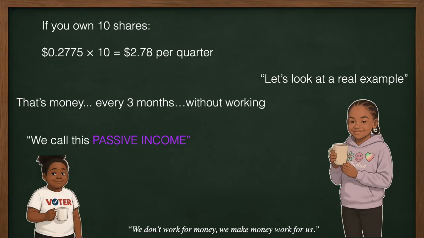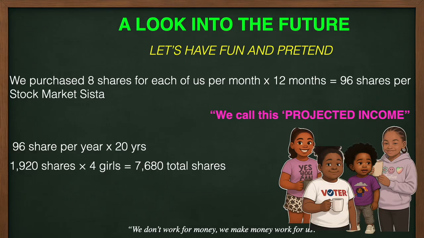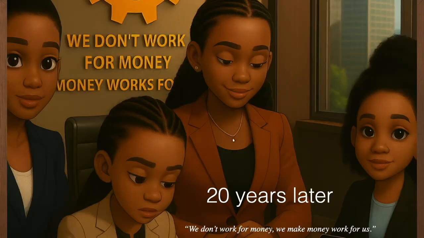Now let's imagine something simple. Just for teaching, we'll pretend the stock price and the dividend stay the same the whole time. If we buy 8 shares of AT&T every month for 20 years, that's 96 shares a year. After 20 years, that becomes 1,920 shares. That is nearly 2,000 shares for each of us.